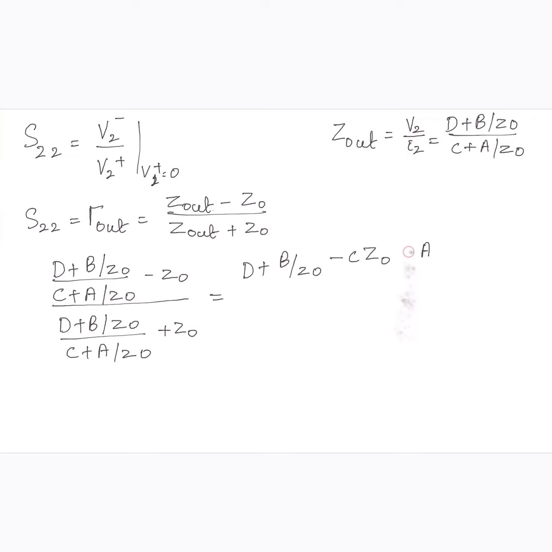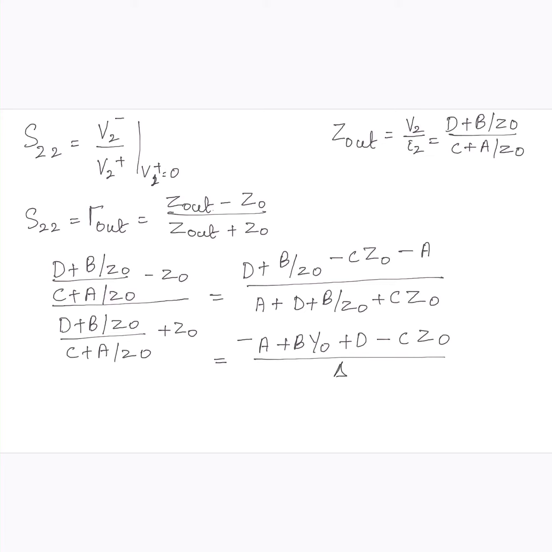So the final expression will be D plus B by Z naught minus C Z naught minus A, divided by A plus D plus B by Z naught plus C Z naught. So if you write it in proper manner, this can be written as minus A plus B by Z naught minus C Z naught plus D, divided by delta. So this will be the final expression.